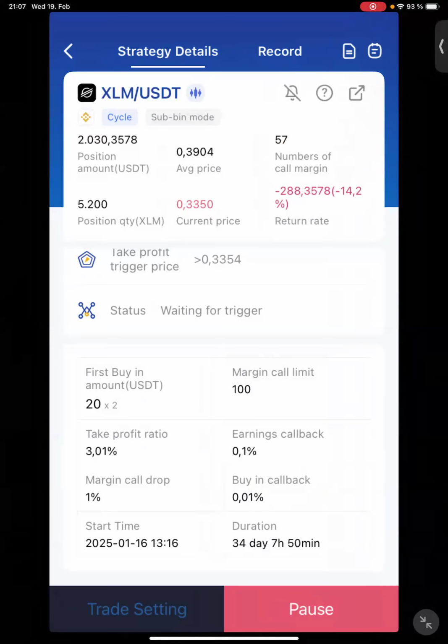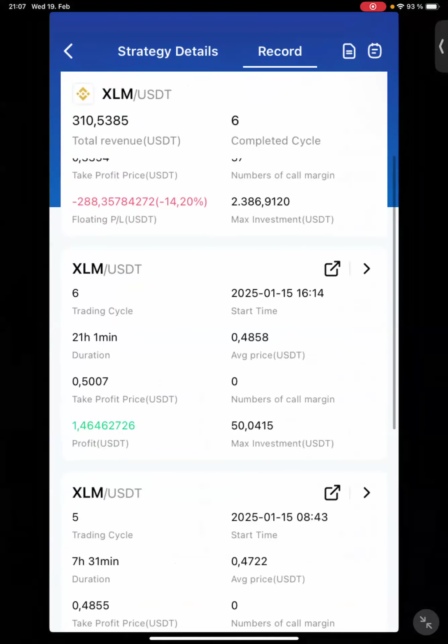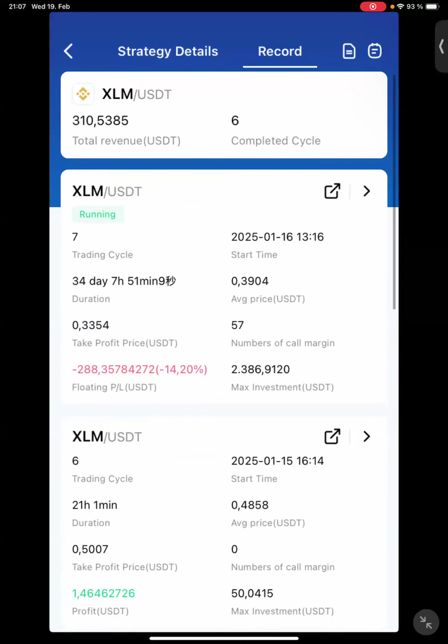Now, let's go to record. Record is where you would see the cycles that I've completed before on the coin. The start time is there, the average price is sold. Everything is there under the record.